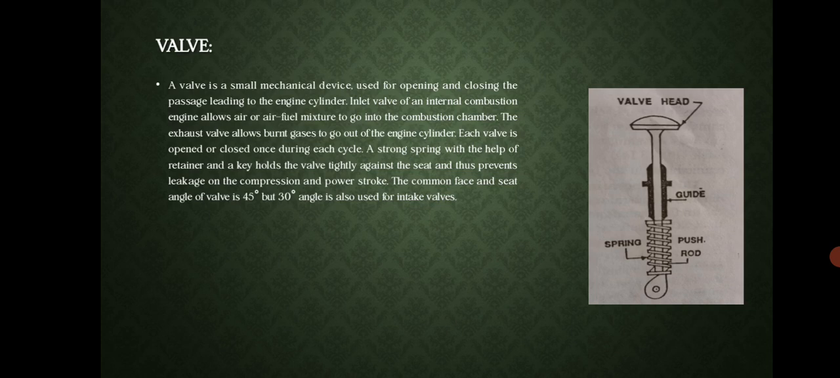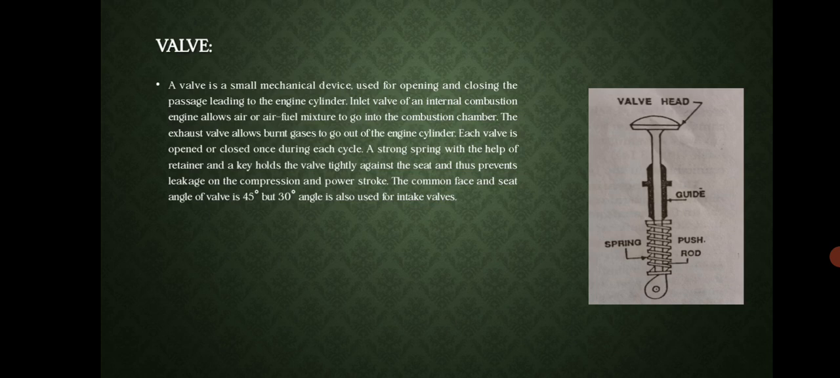The inlet valve of an internal combustion engine allows air or fuel mixture to go into the combustion chamber. The exhaust valve allows burnt gas to go out of the engine cylinder. Each valve is opened or closed once during each cycle. A strong spring, with the help of a retainer and a key holder, holds the valve tightly against the seat and thus prevents leakage on the compression and power stroke.